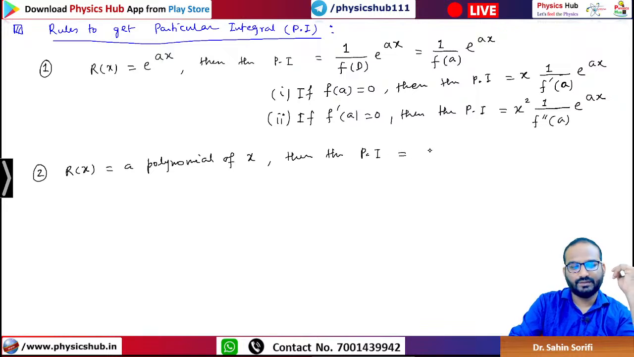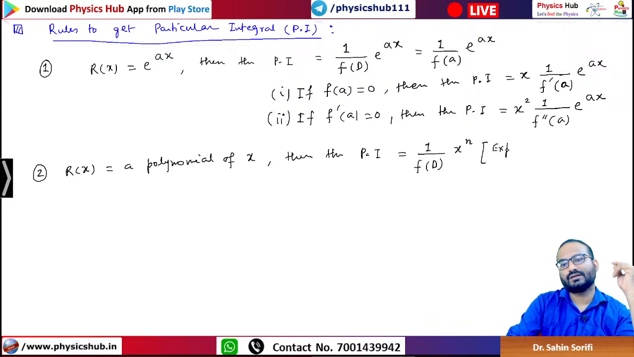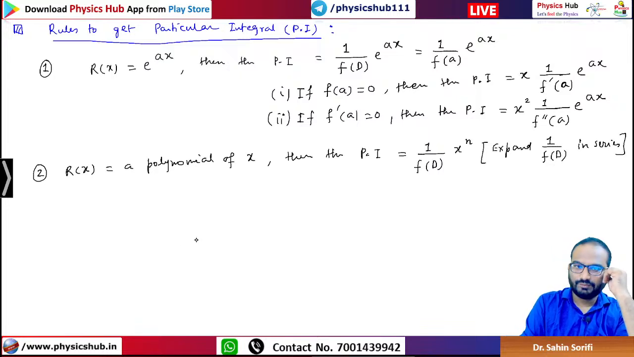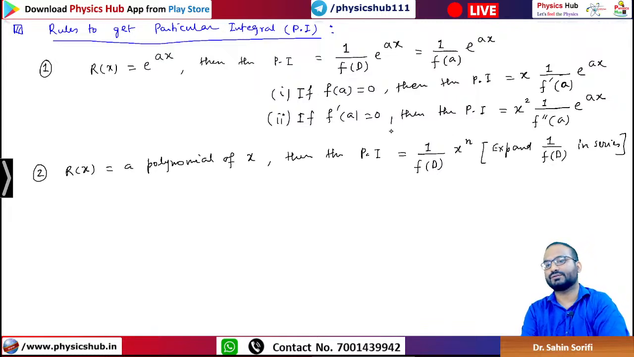Then the particular integral will be 1 upon f of D x to the power n. Then what you have to do, you have to expand 1 upon f of D in series. Because it is a second order differential equation, maximum it will go up to this. D square will be the maximum term, and when you take the double derivative it will become constant.